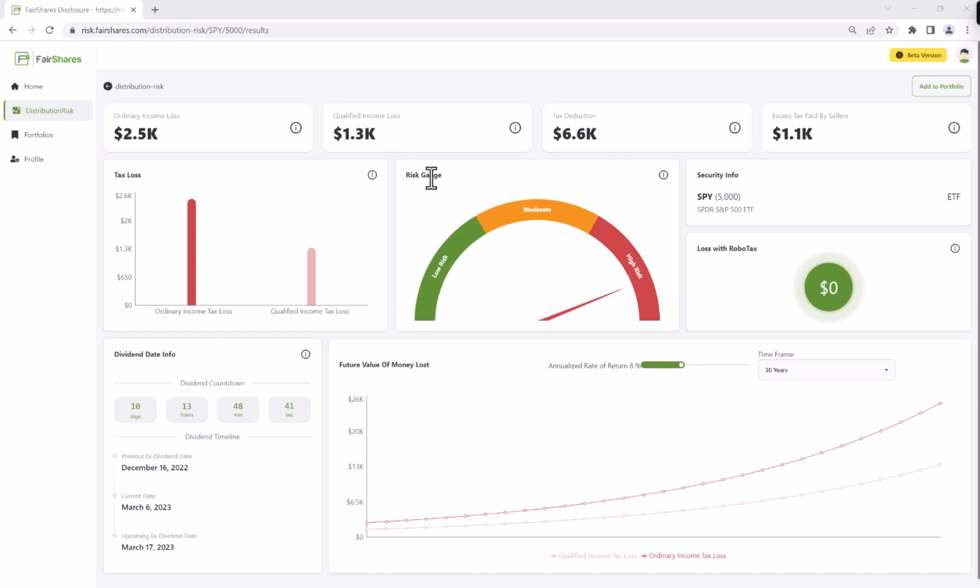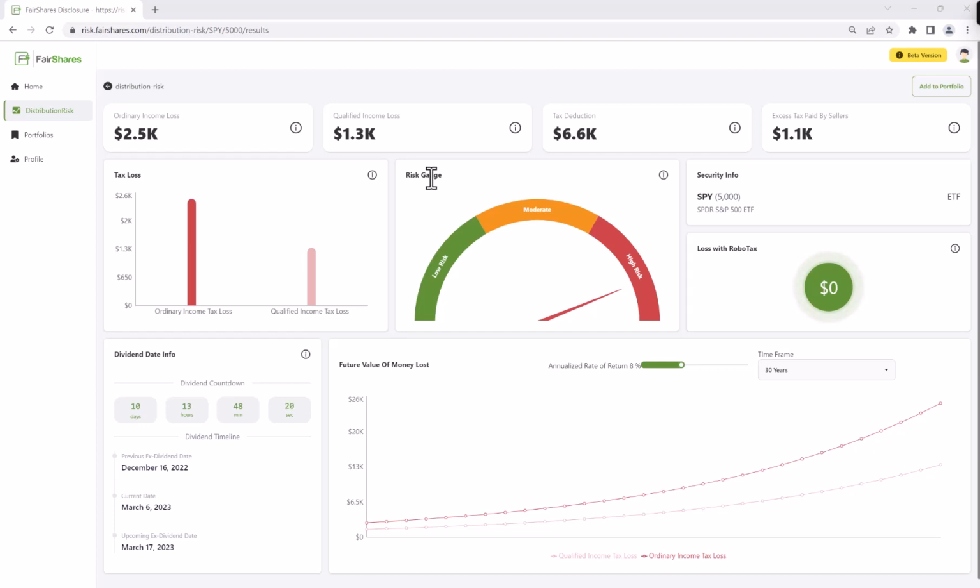Anytime you're in moderate to high risk, you really need to dig a little bit deeper into the distribution risk of the security and understand it before you make a trade. If you're in low risk, you're still going to lose a little bit of money, unfortunately, because of how the system works, but you're much better off if you're in a low risk situation than a high risk situation.